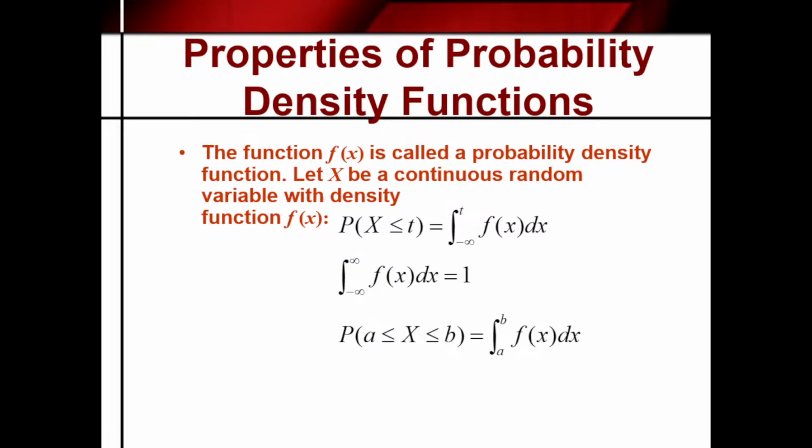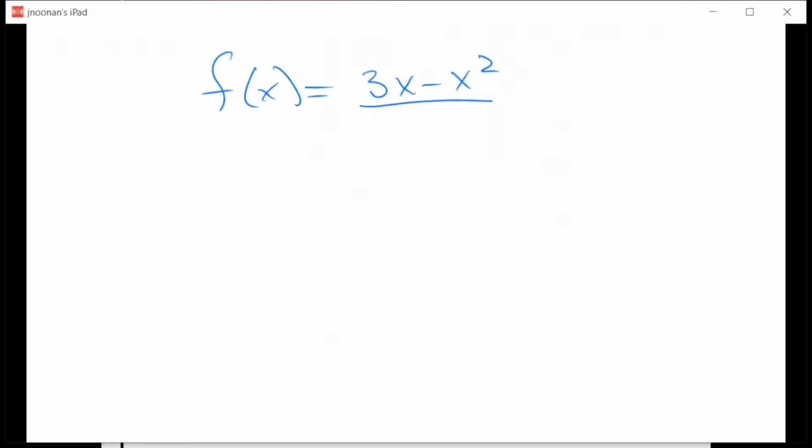Okay, so we have this, 3x minus x squared. Just to illustrate this, I've got this density function. I need to do a quick arithmetic here. Square root over 2. This is not going to be very nice. I don't know what number to put here. Okay, here's what we're going to have to do. Let's do C times this.